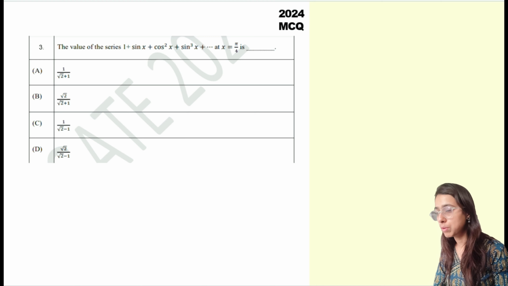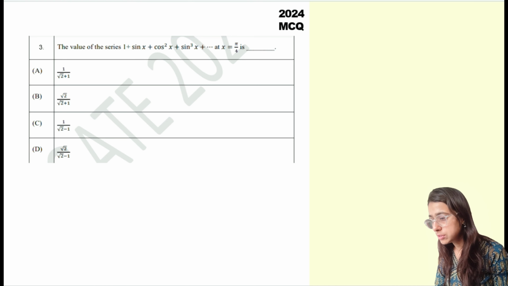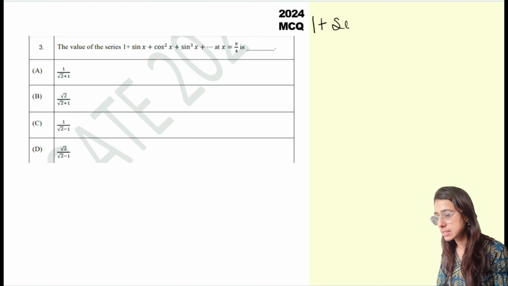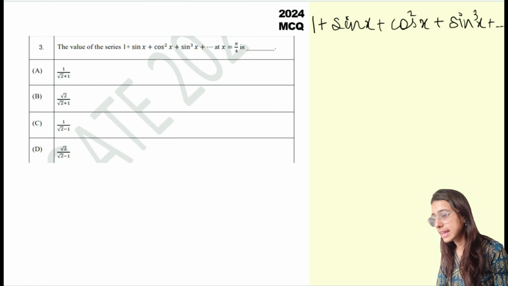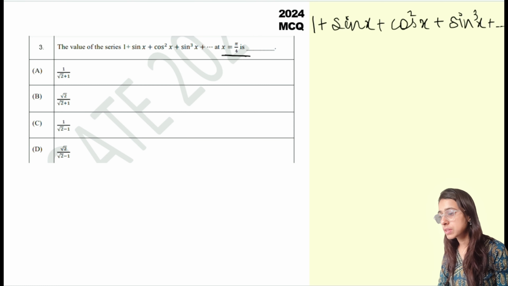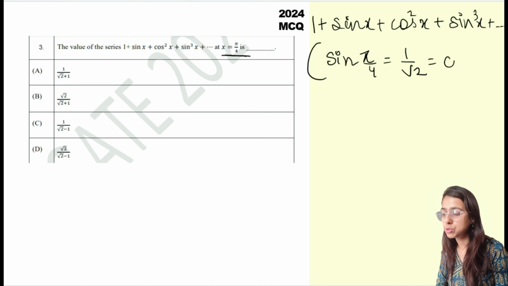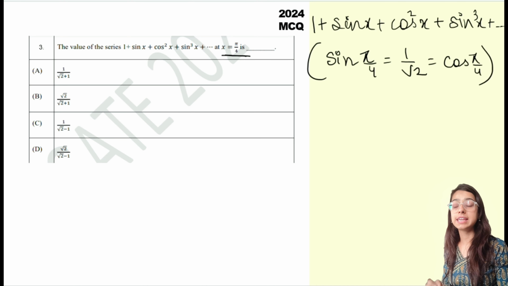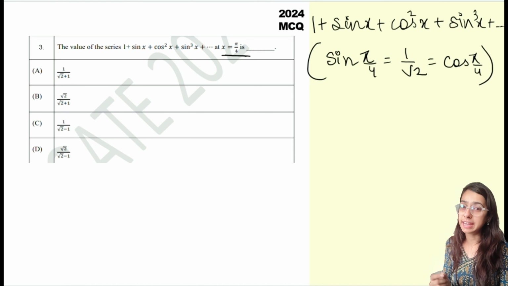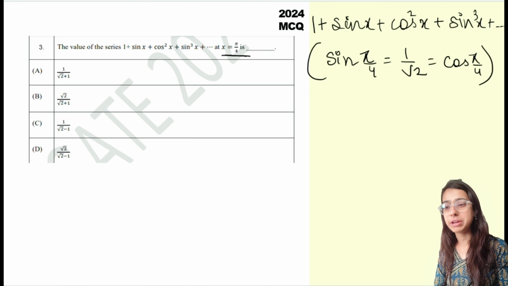The value of the series 1 plus sin x plus cos square x plus sin cube x and so on at x equals pi by 4 is. So let us write the series first of all. So we have 1 plus sin x plus cos square x plus sin cube x and so on at x equals pi by 4. So we know that sin at pi by 4 is 1 by root 2 and this is also equal to cos at pi by 4. So basically we will take advantage of the fact that the values of sin and cos at pi by 4 are exactly 1 by root 2.